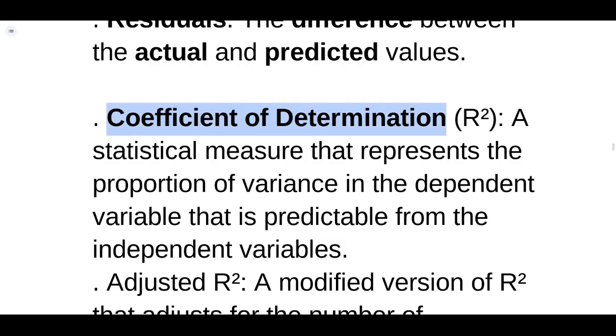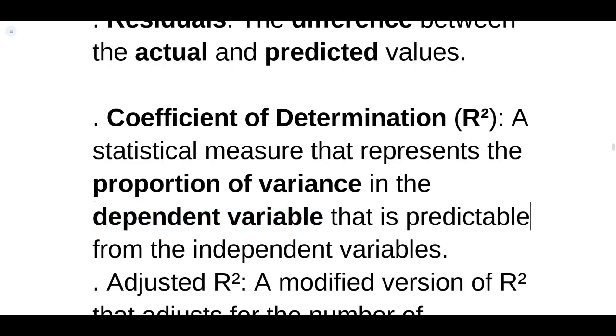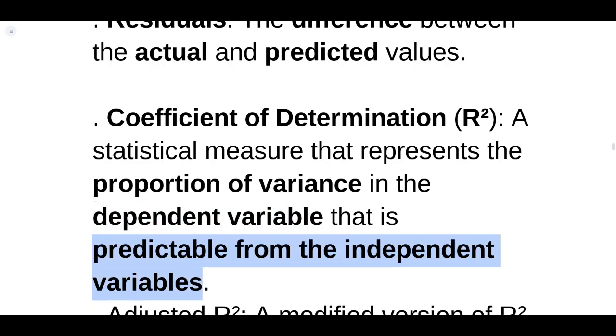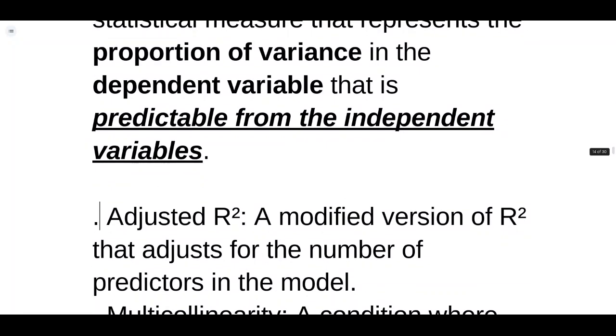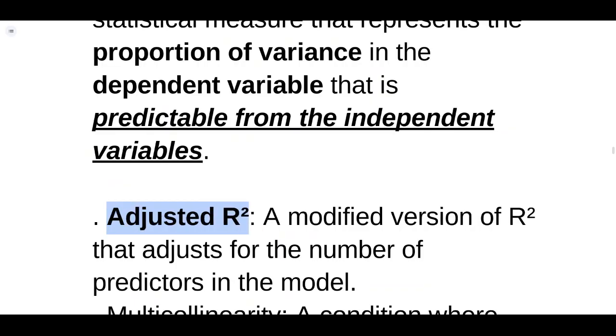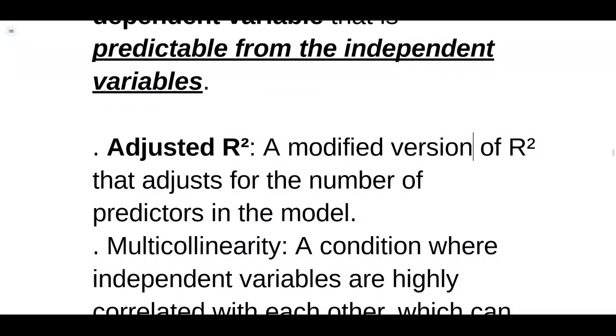Now, the coefficient of determination. The coefficient of determination is a statistical measure that represents the proportion of variance in the dependent variable that is predictable from the independent variables. Very interesting concept. Adjusted R square is a modified version of R square, which is the coefficient of determination, that adjusts for the number of predictors in the model.